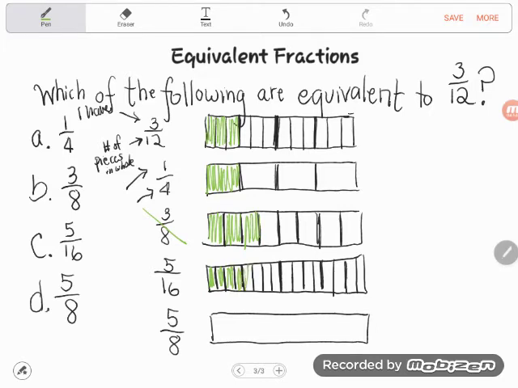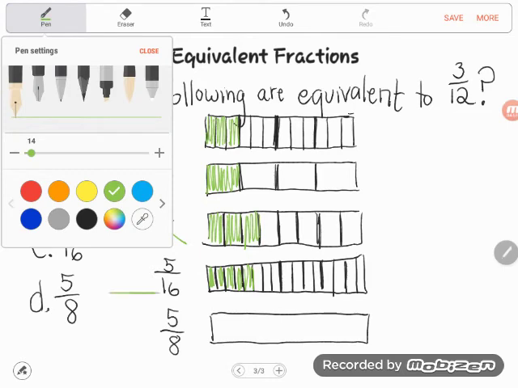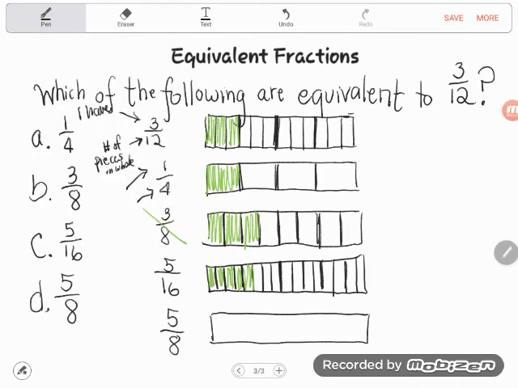Now, once again, we're super close, but we're not exactly there. Exactly there would be this line, and I've got a little bit more with 5/16. So this guy is close, but not equivalent, a little bit greater. And 5/8 is way off. Let me show you what I mean.